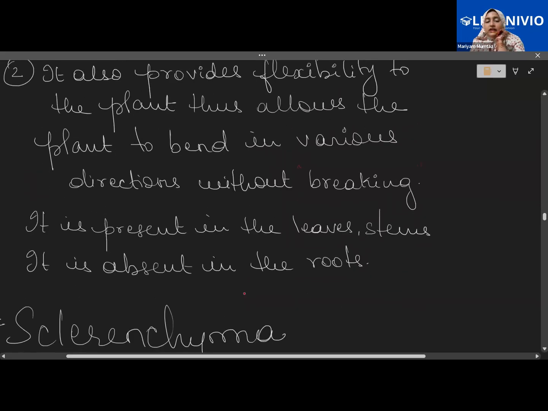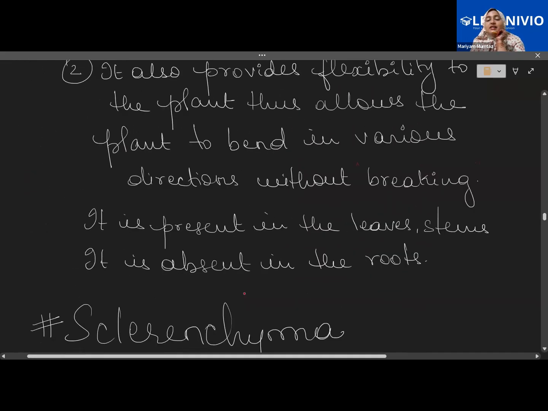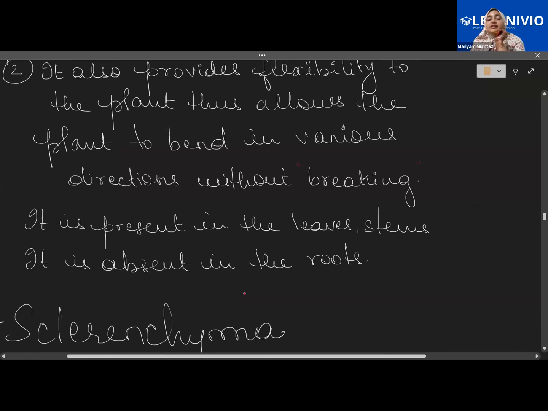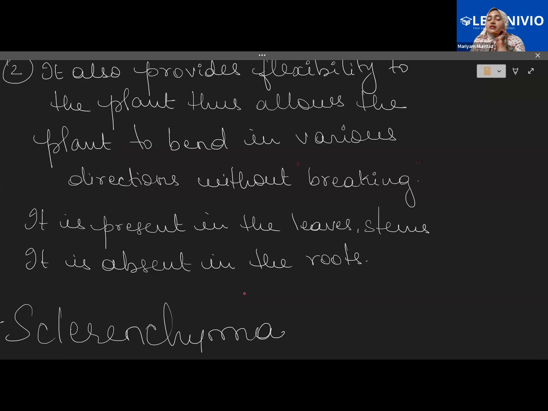Now, this collenchyma, where is it present? So, it is present in the leaves, it is present in the stem, but always remember that it is absent in the roots. It's not present in the roots of the plant. Okay, it's present in the leaves and stems, but not in the roots.